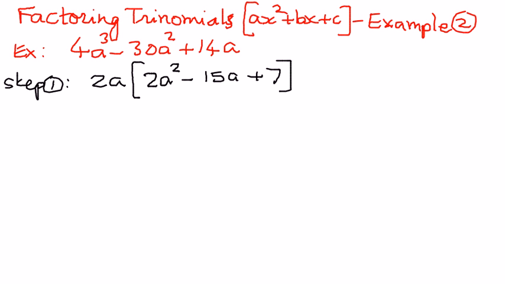2a times 2a squared is 4a cubed. 2a times negative 15a is negative 30a squared. 2a times 7 is positive 14a. So now we want to factor this trinomial, which is of the form ax squared plus bx plus c, and we will keep 2a outside of that. 2a will be part of the answer, and we'll come back and attach it to the final answer in just a few minutes. So let us factor this trinomial.